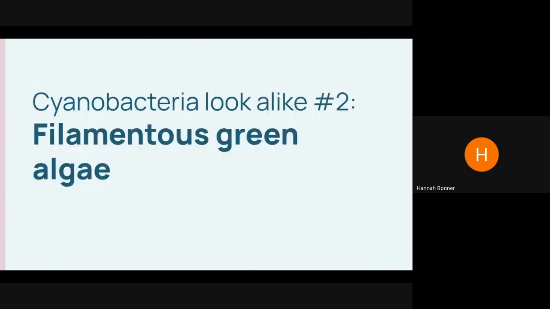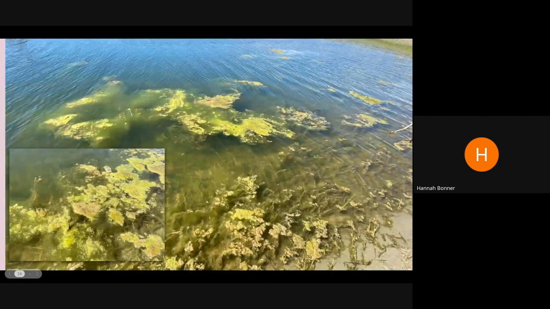The second imposter that people oftentimes confuse for a harmful algal bloom is filamentous green algae. Here's an image of filamentous green algae, and you can see this one is a little bit tricky. It seems to be forming a surface scum. It has that green, kind of goopy texture. However, luckily there's a nice trick for telling apart filamentous green algae from most types of harmful algae. It's what we call the stick test. And it takes advantage of the fact that filamentous green algae has a really distinct, fibrous, hair-like texture.